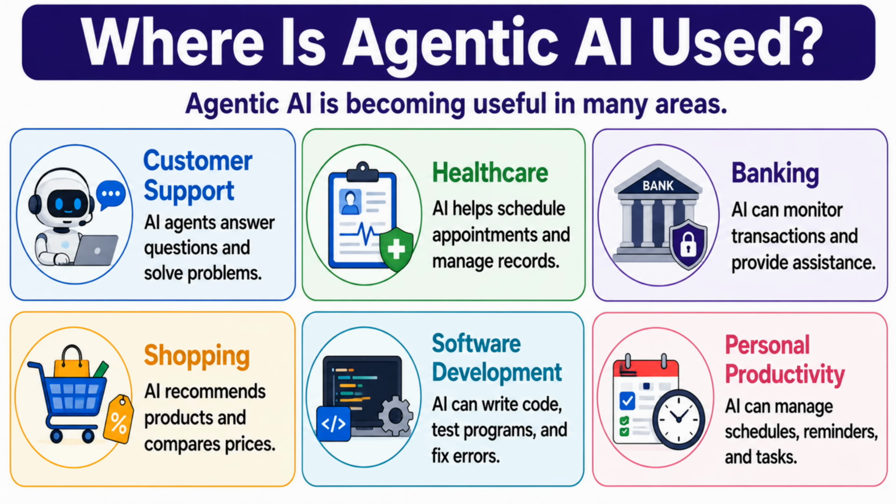Where agentic AI is used. Agentic AI is becoming useful in many areas. First one, customer support. AI agents answer questions and solve problems. Second one, healthcare. AI helps schedule appointments and manage records. Third one, banking. AI can monitor transactions and provide assistance. Fourth one, shopping. AI recommends products and compares prices. Fifth one, software development. AI can write code, test programs, and fix errors. Sixth one, personal productivity. AI can manage schedules, reminders, and tasks.